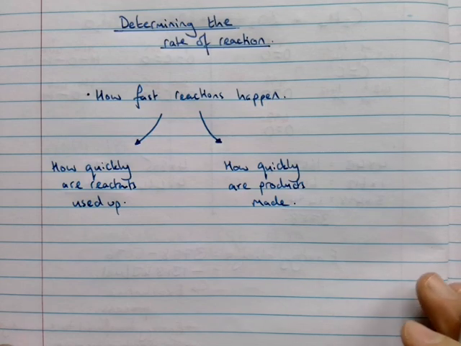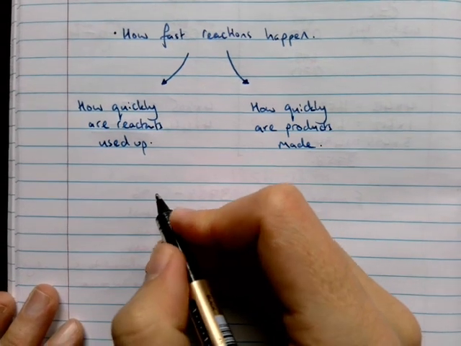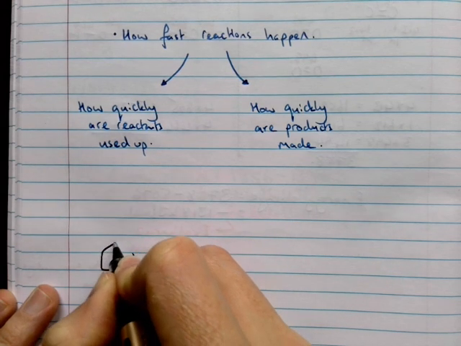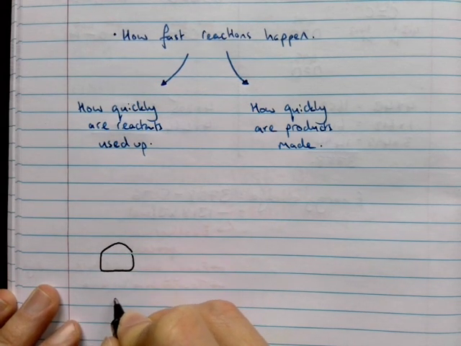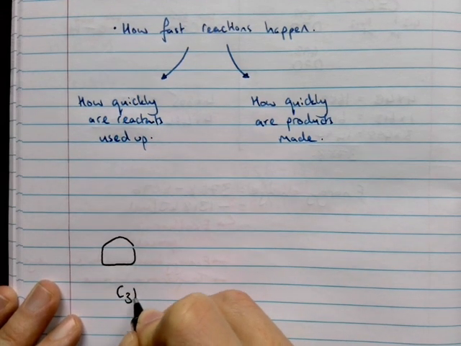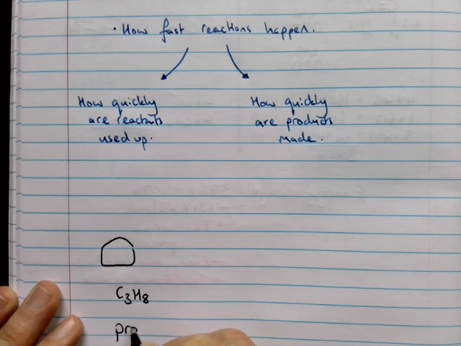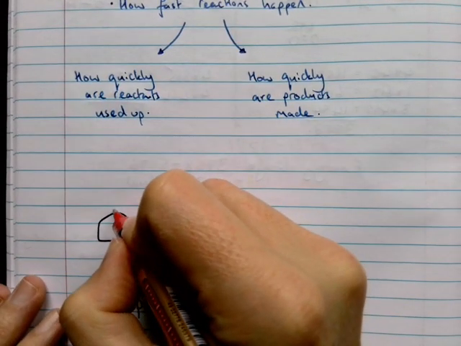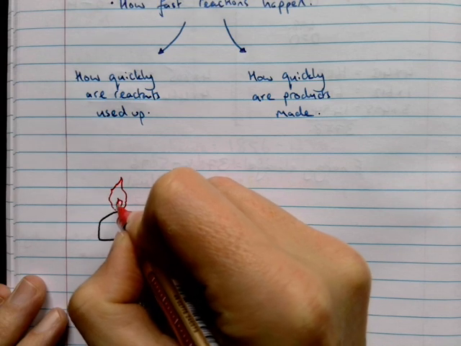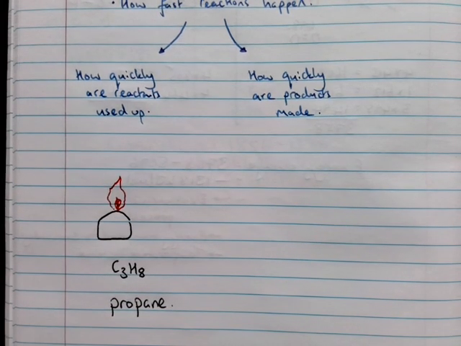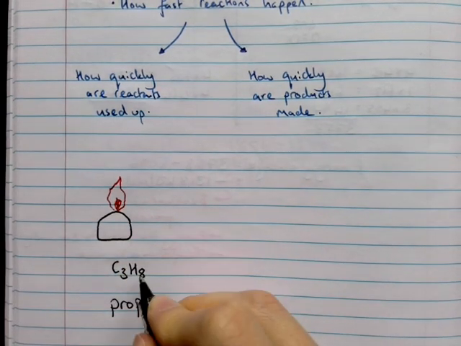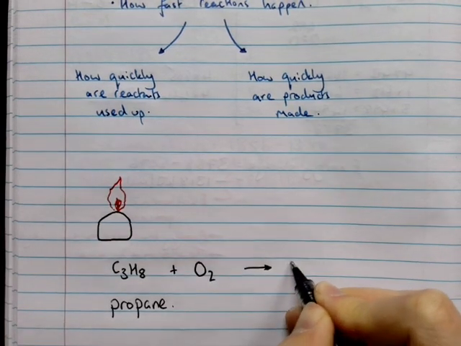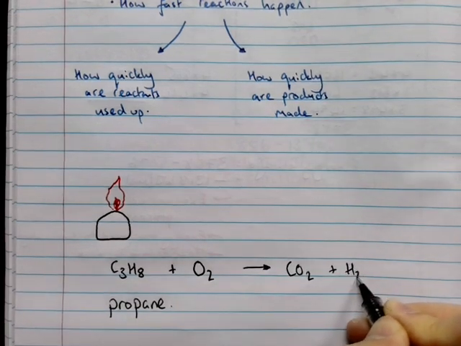So let's suppose I go camping, and I have a propane gas canister, which contains propane, C3H8. I am camping, so I probably want to make some super noodles or heat up some water for my cup of tea in the morning. So I'm going to do the combustion of propane. C3H8 plus O2 goes to make CO2 plus H2O.